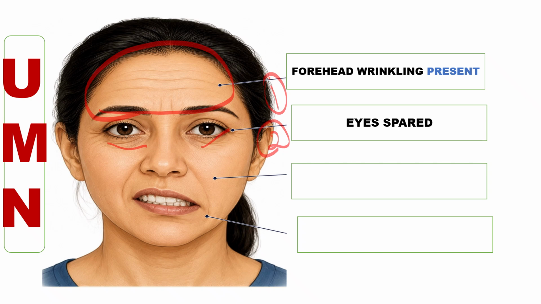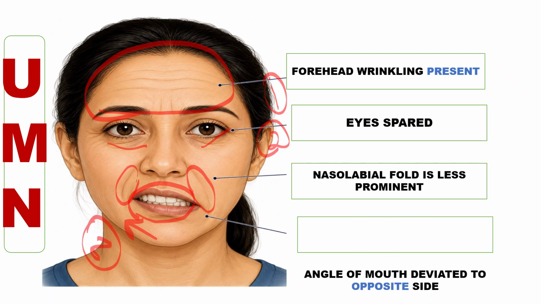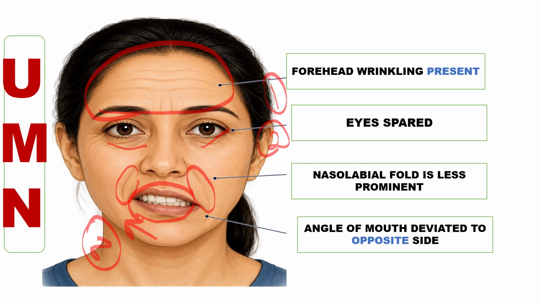Next, if you look at the nasolabial fold, this is normal. On the affected side, it is less prominent. And again, when you ask the patient to clench the mouth, the angle of the mouth gets deviated to the normal side. Buccinator muscle weakness also will be there on this side.